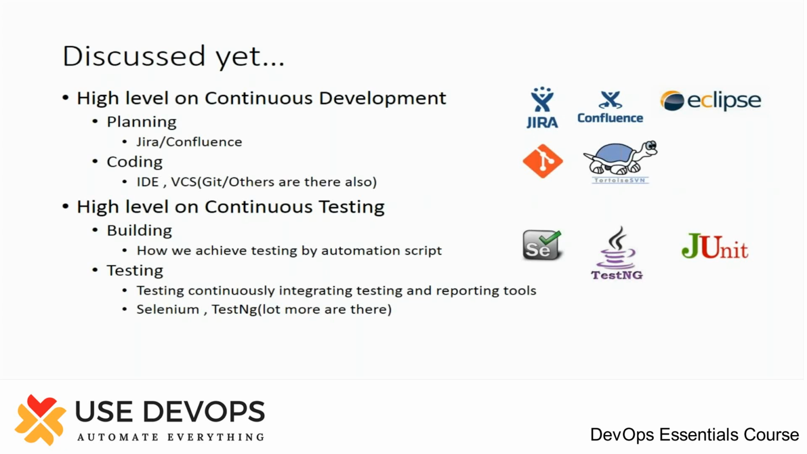So this is how we can summarize what we discussed yesterday. We have two things from the development side: continuous development and continuous testing. Continuous development goes through planning and coding, then testing goes through building and testing. Building means writing the script, and testing means through automation tools we test what we have written, and from tools we can generate the report. So that's all about what we discussed yesterday.